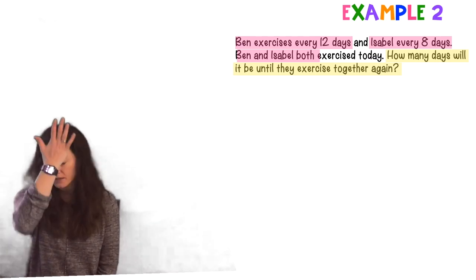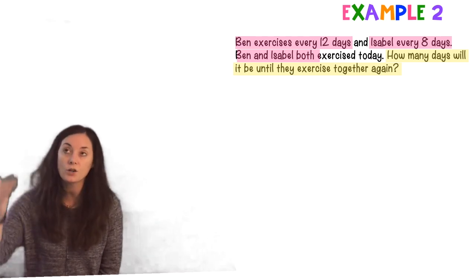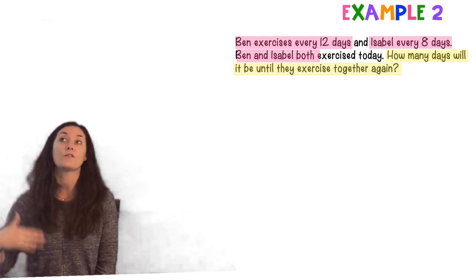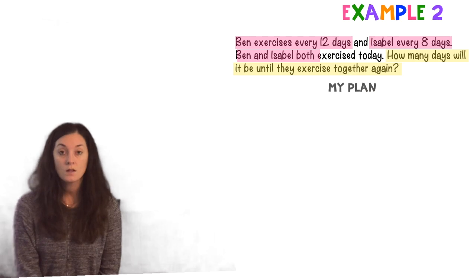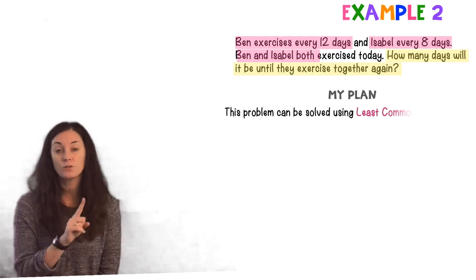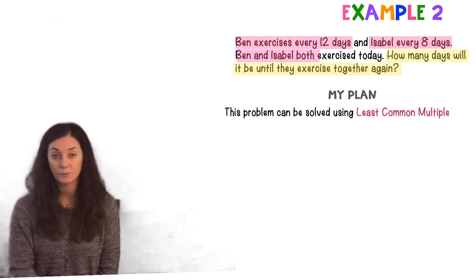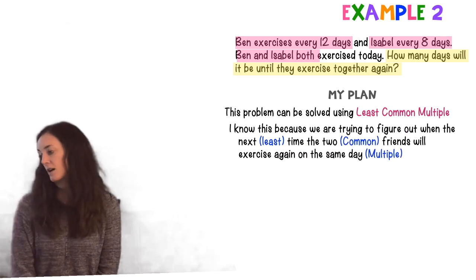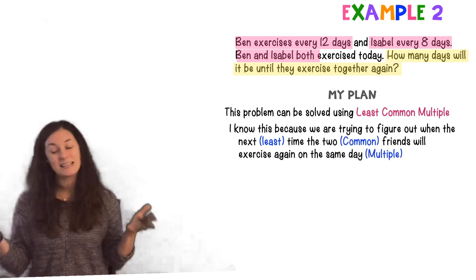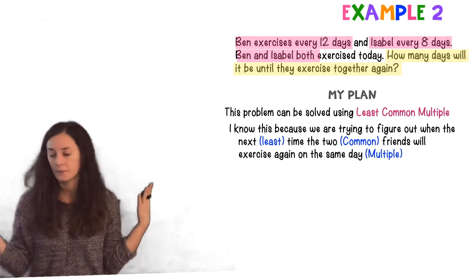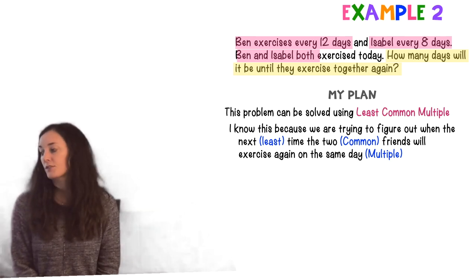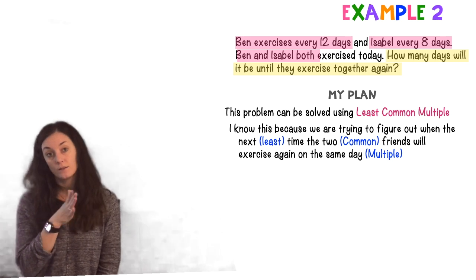So I'm going to go back to my chart. Okay, something is reoccurring. That means I'm looking for multiples. Okay, so my plan, I'm going to use least common multiple. I know this because we're trying to figure out when is the next time the 2 friends will exercise again on the same day. Least common multiple.